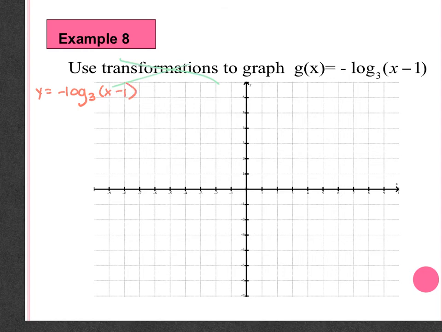Now, before I can convert it into exponential, that log has to be completely by itself. The negative can't stay. So how do I get rid of a negative on the front? Divide or multiply by negative 1, right? So I could divide the whole thing on both sides by negative 1. I get negative y equals log base 3 of x minus 1. So all we did on the right is get rid of the negative and put it on the left. You could have divided or multiplied by negative 1.